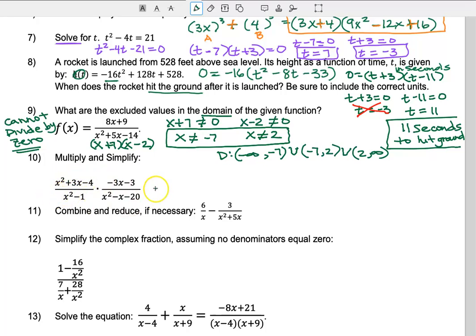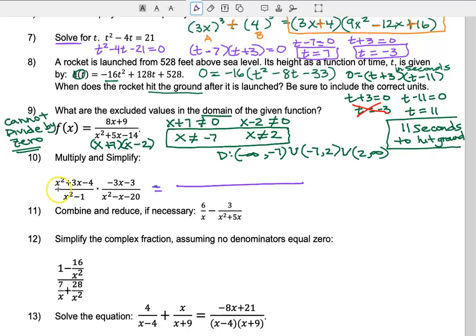All right, so on this one, when we're multiplying or dividing these rational expressions, you want to make sure that you factor everything, right? Factor everything that you can, and then we'll divide out our common factors. So I'm just going to write this as one big fraction. All right, so I'm going to factor everything on the top and everything on the bottom.